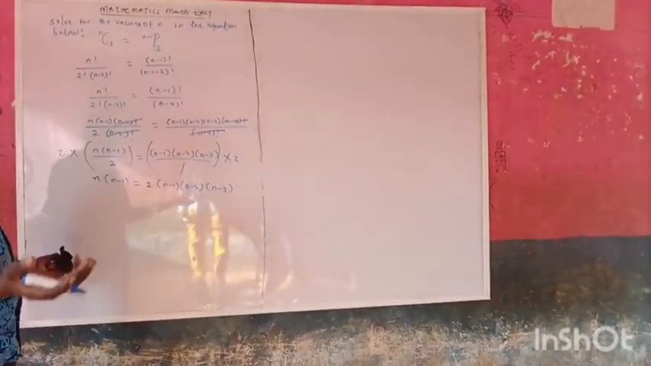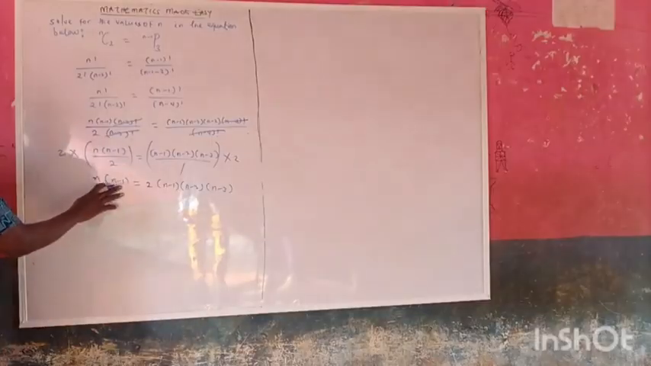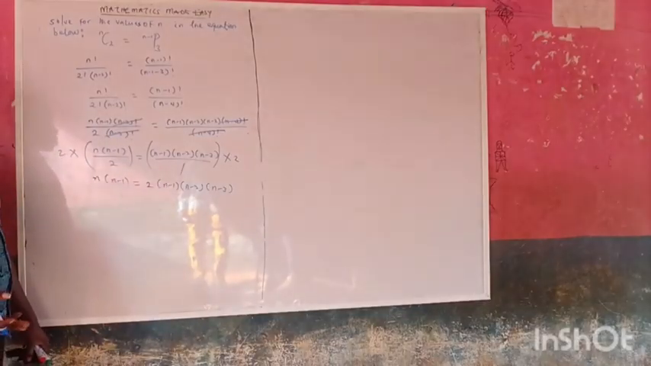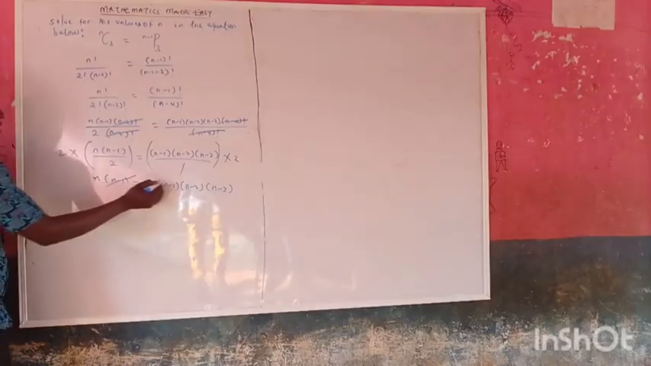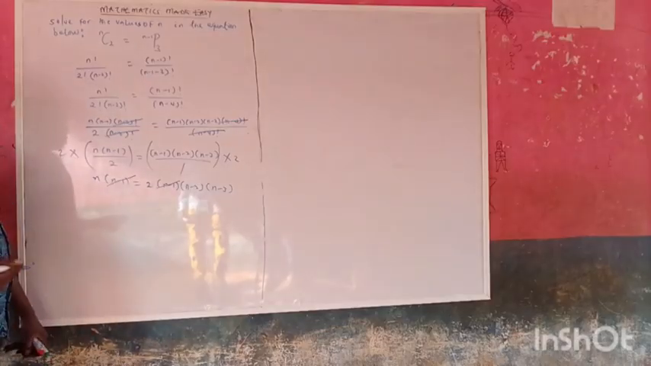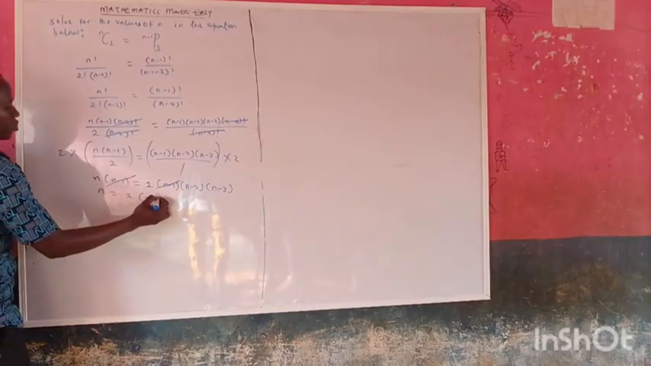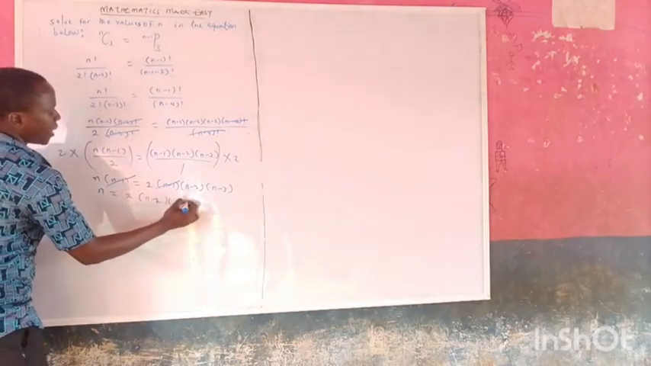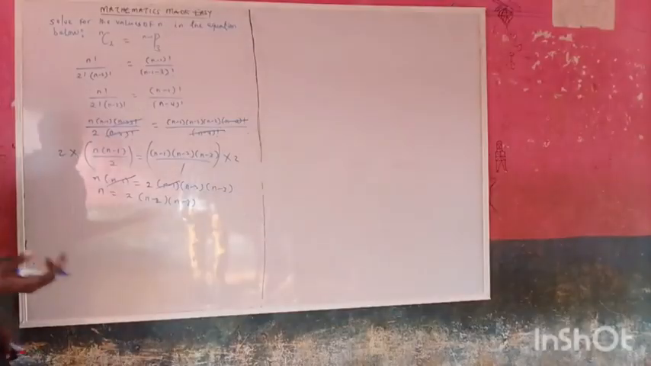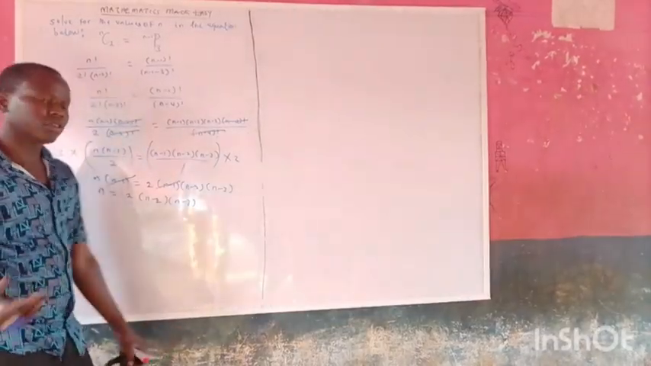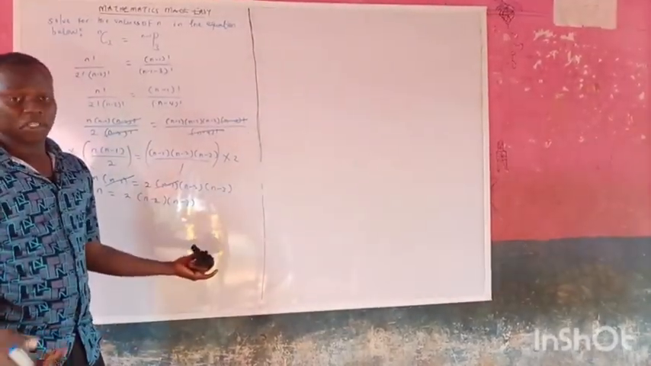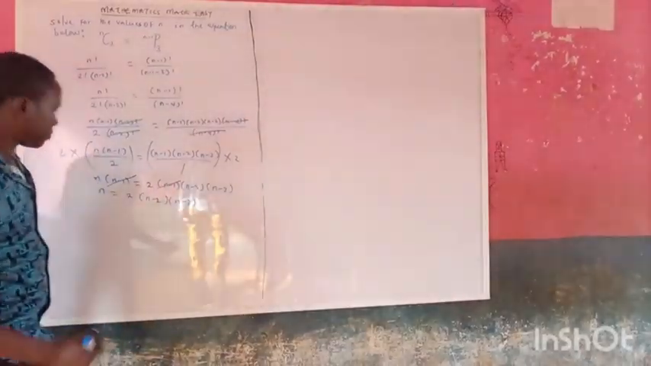So what do you notice? n minus 1 can cancel out n minus 1. So we do that, these cancel out. We are left with n equals 2 into bracket n minus 2, then n minus 3. Let's expand. I'm sure you all know how to expand. If not, let's do that now.